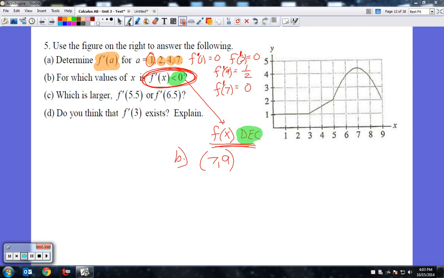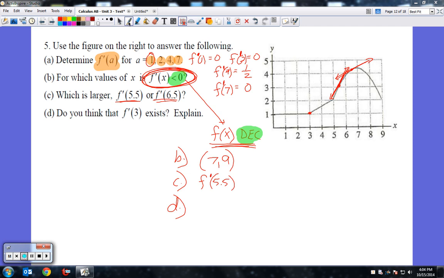If we look at C, which is larger, the derivative at 5.5 or the derivative at 6.5? Let's go to 5.5, which is here. We can say that's a good approximation as far as the tangent. At 6.5, it's a bit less steep. So which is larger? Obviously, the larger one is at f prime of 5.5. And then part D. Do you think that the derivative at 3 exists? Explain why or why not.